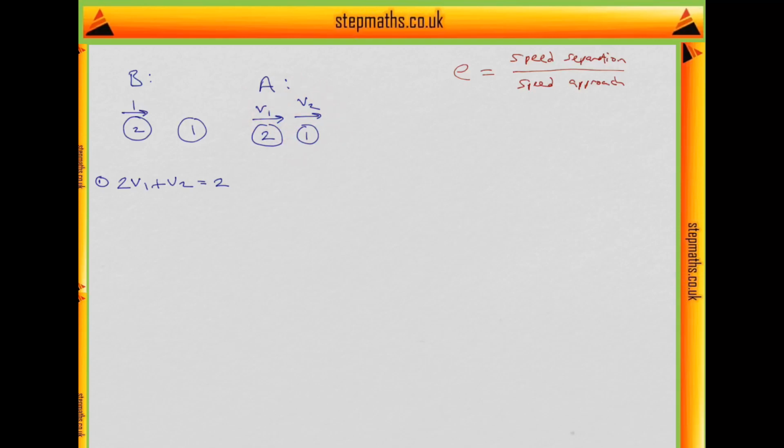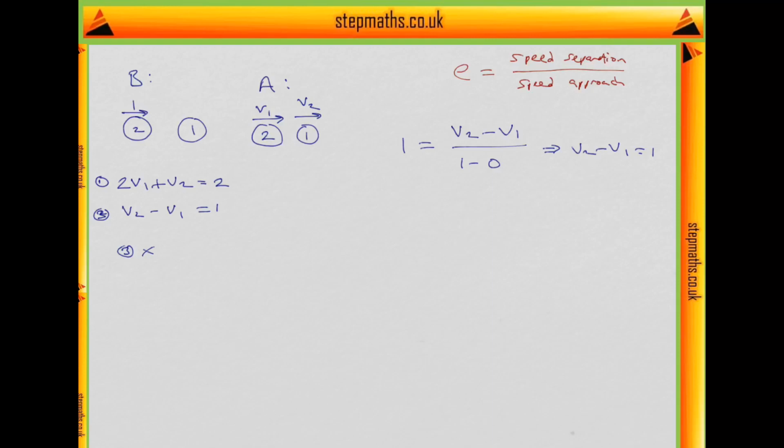So we write down that 1, our value of E, equals our speed of separation, v2 minus v1, over our speed of approach, which is going to be, well, this is at 0, and this is at 1. So it's going to be 1 minus 0, or simply 1. So we get that v2 minus v1 equals 1. Let's write that down here next to our original equation from the conservation of momentum. We'll call this equation 3. We can now solve these simultaneously.